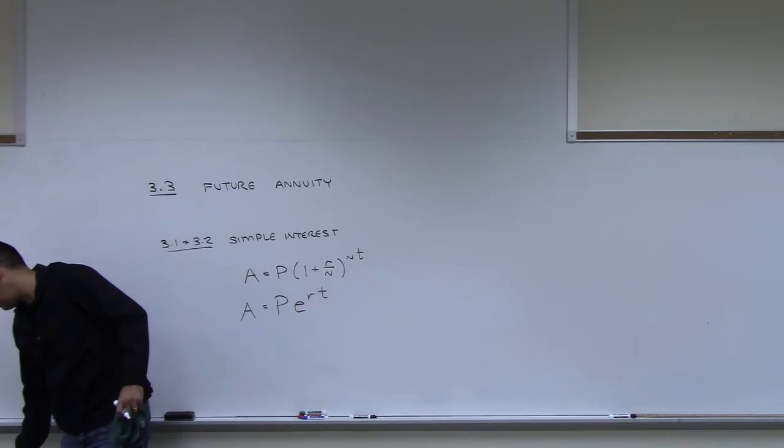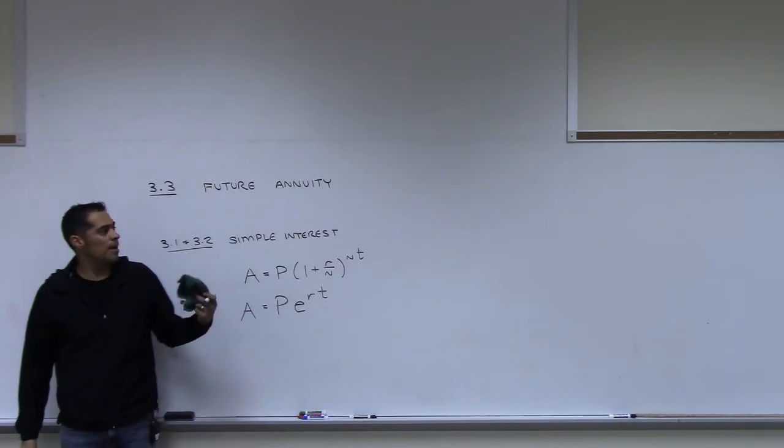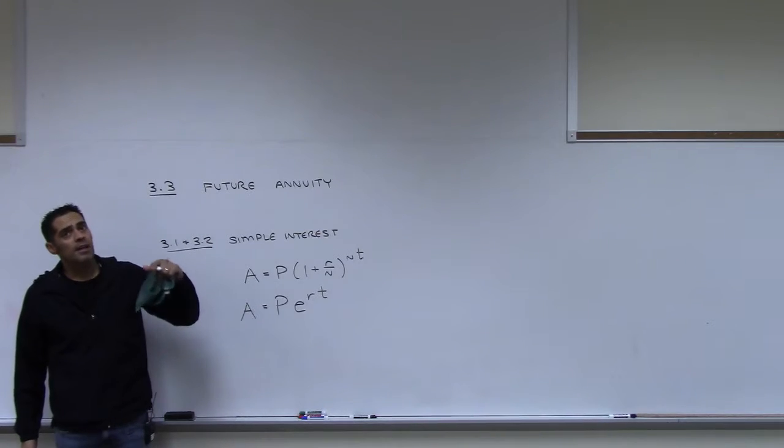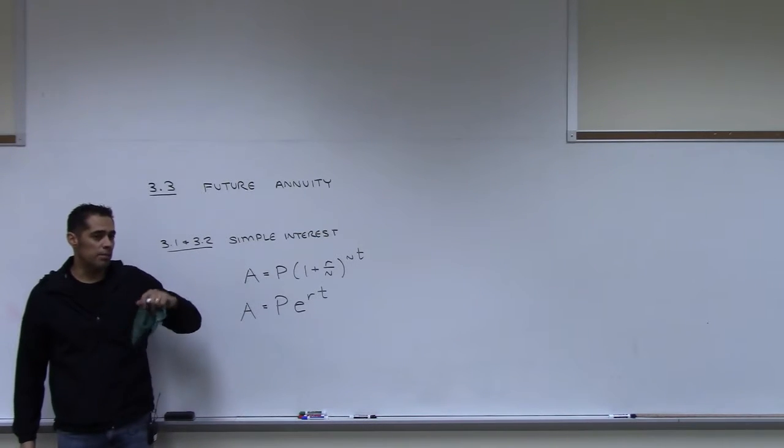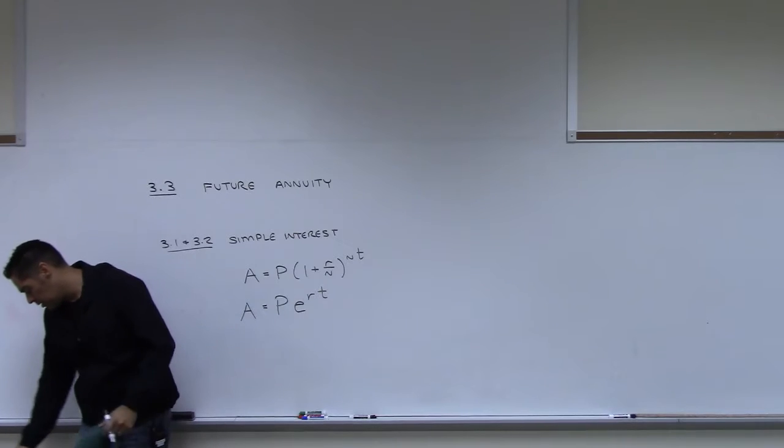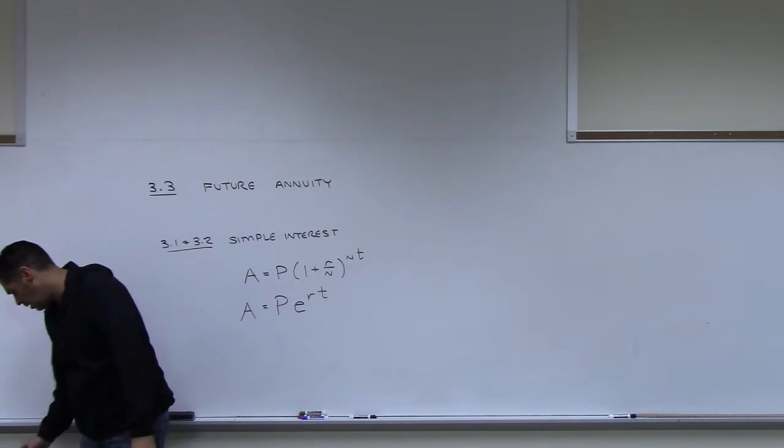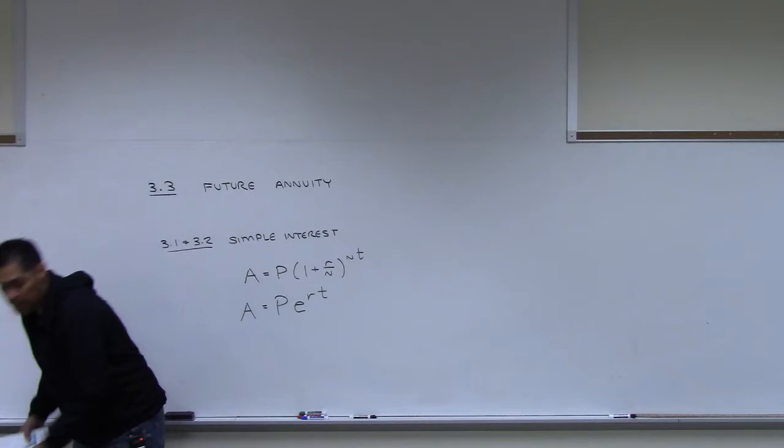The next section after this is called present annuity, present meaning now. This is called future annuity. All right? So let me define some things up here for you first.